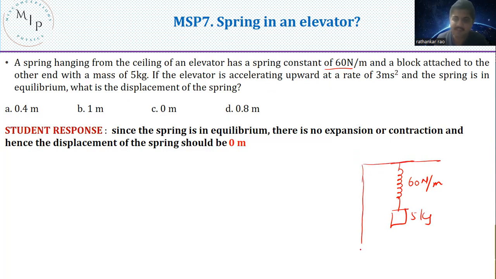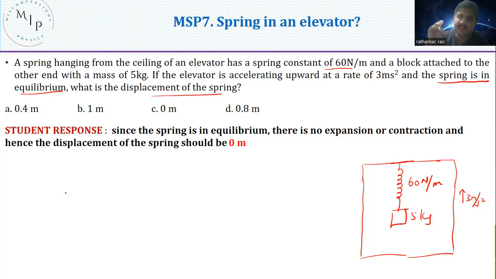Now this is my elevator. Wow, I made an elevator here. This is moving upwards at a rate of 3 meter per second square, and the spring is in equilibrium. This is the word which is making a big culprit here. Spring is in equilibrium. What is the displacement of the spring? The moment you read this statement, definitely people say, oh, if it is in equilibrium, that means the spring is not expanding nor contracting, so displacement of the spring should be zero. So the answer is directly zero without even solving anything here, right?